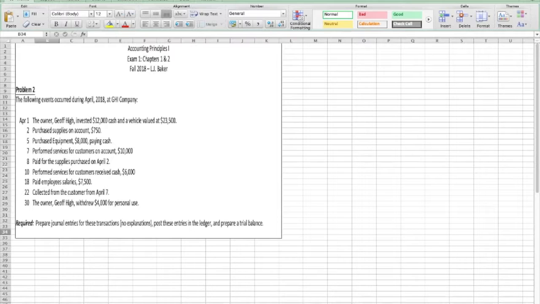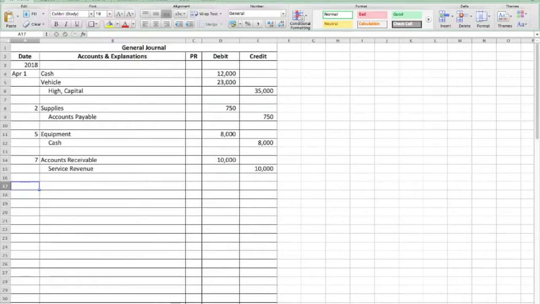On the 8th, it says we paid for the supplies purchased on April 2nd. Remember, when we purchased these supplies on April 2nd, we put it into accounts payable, which said we owed it. Now we're paying it, so we know we need to reduce that accounts payable liability. It goes down with a debit. So I'm going to debit accounts payable for $750. I'm paying for those supplies now, which means cash is also affected. Cash needs to go down. Cash is an asset, so it goes down with a credit. So a debit to accounts payable and a credit to cash for $750 on the 8th.